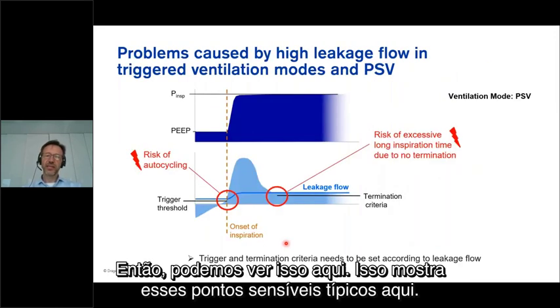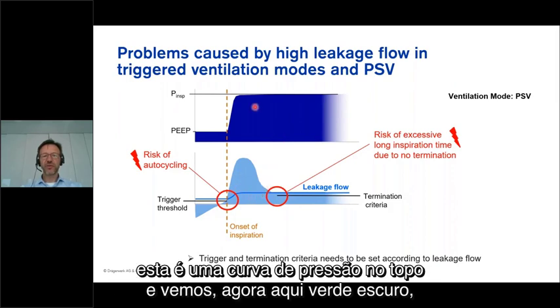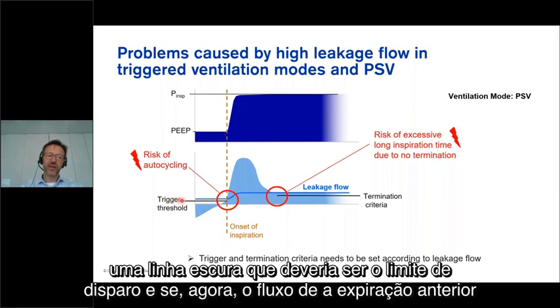So we can see this here. This shows these typical sensitive points here. So let's have a look here. This is the flow curve, and you see here, this is the pressure curve in the top. And we see now here a dark black line, which shall be the trigger threshold.